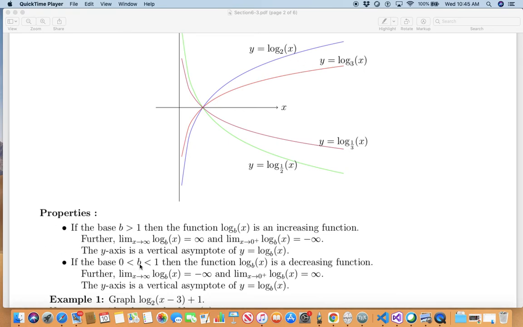What happens when base is between 0 and 1? Here, my functions log base b are decreasing. Further, as x approaches infinity, log base b of x goes to negative infinity. They are going down, even though slowly, they are still going down. Therefore, they go to negative infinity. As x approaches 0 from the right, these functions go to positive infinity. So in either case, base greater than 1 or base between 0 and 1, you have the y-axis as a vertical asymptote.